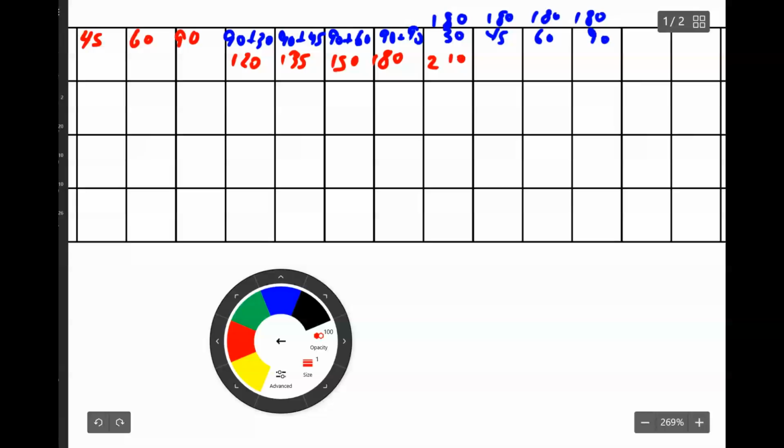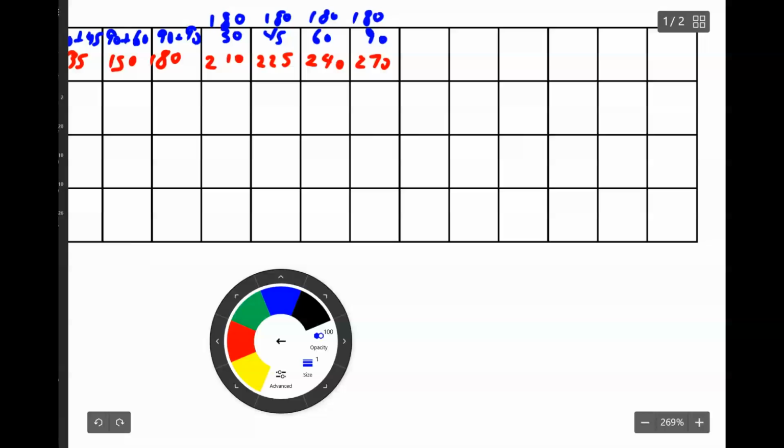210, 225, 240, 270. Next set, now I'll do 270 plus 30, 270 plus 45, 270 plus 60, 270 plus 90.